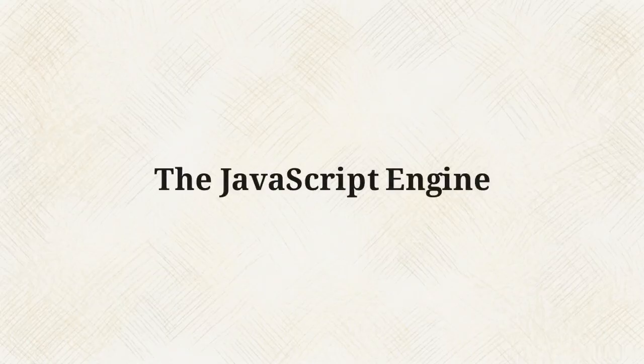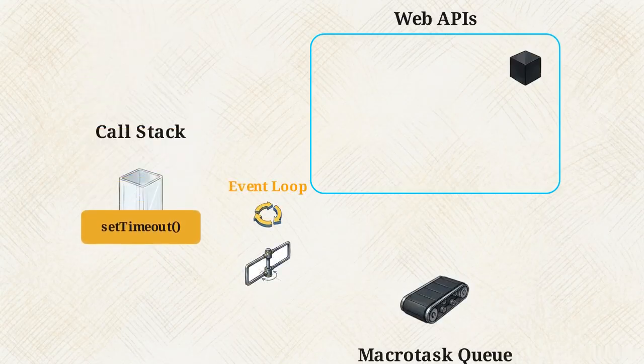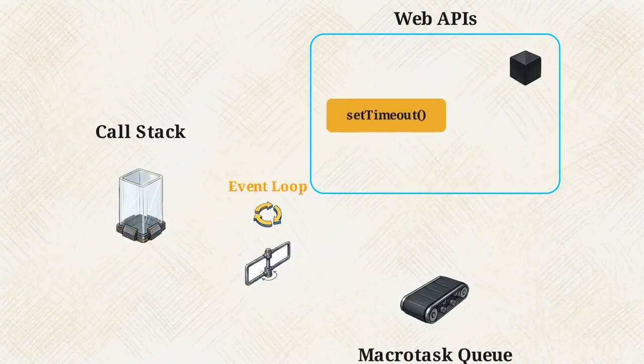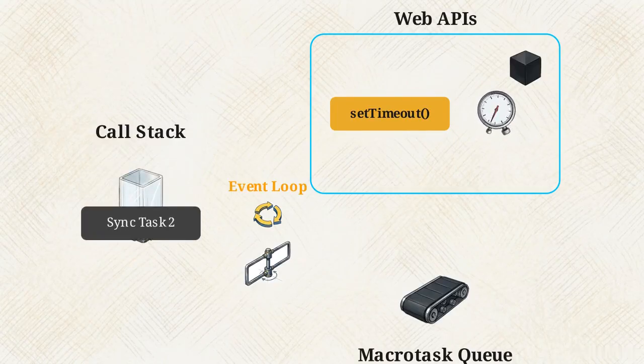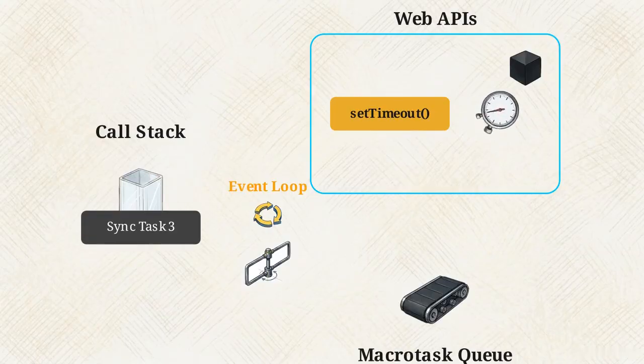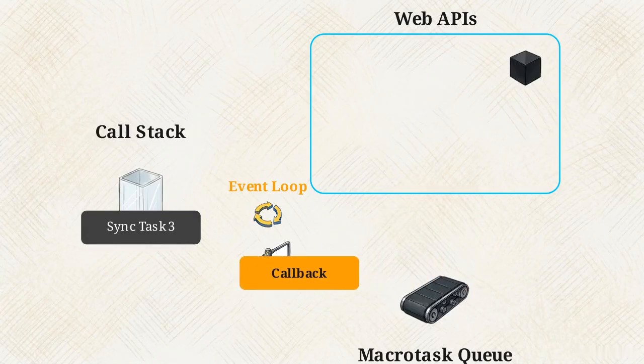To handle that offloaded work, we rely on callbacks. To understand how callbacks execute, we must map the engine, the call stack, web APIs, and macro task queue. When you invoke an asynchronous function like setTimeout, it immediately moves out into the web API environment. The web API handles the actual waiting in the background. Meanwhile, the call stack is free to execute the rest of your application's code. Once that background timer finishes, the web API places the function into the macro task queue.